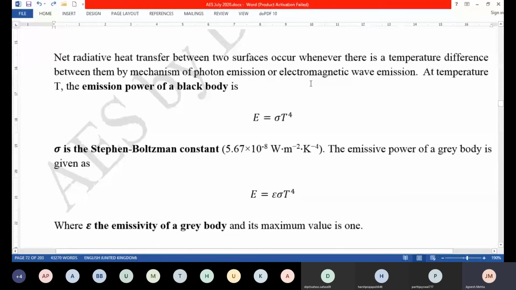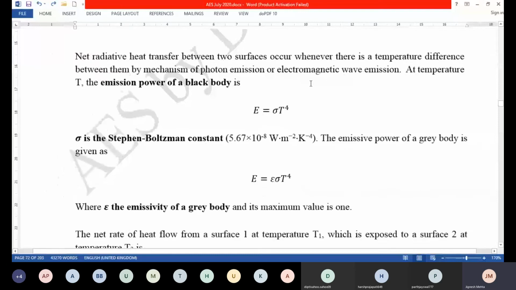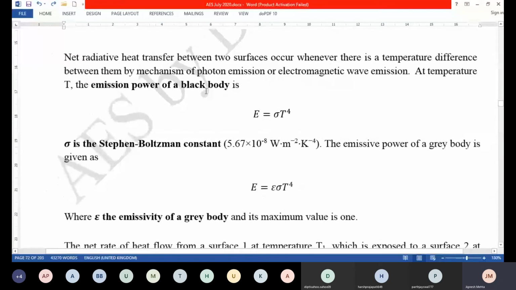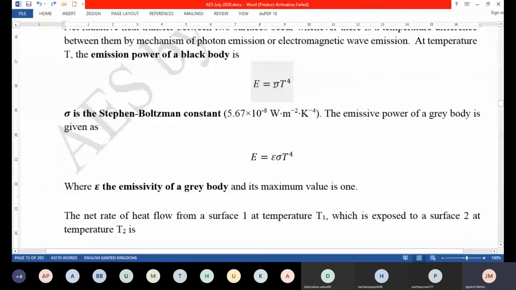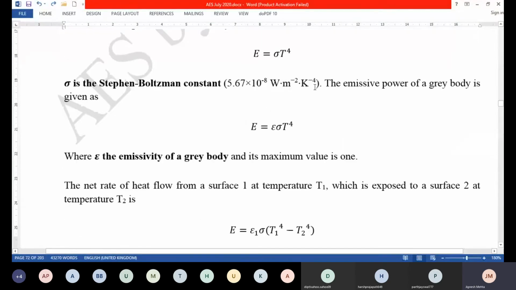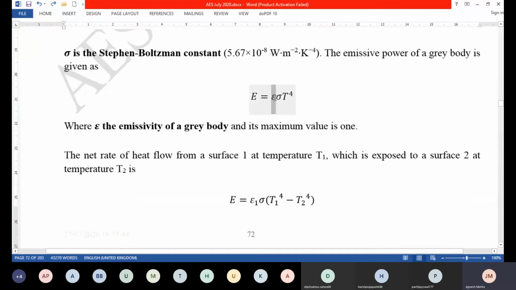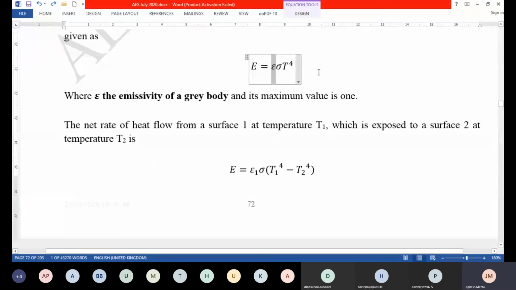Now heat transfer by mode of radiation. You know this basic equation: the emissive power of a black body, E, is sigma T raised to 4, where sigma is the Stefan Boltzmann constant, 5.67 into 10 raised to minus 8 watt per meter square Kelvin raised to 4. Now that is for a black body. If it is a gray body, then your emissivity is a constant, and you can write it as epsilon sigma T raised to 4.